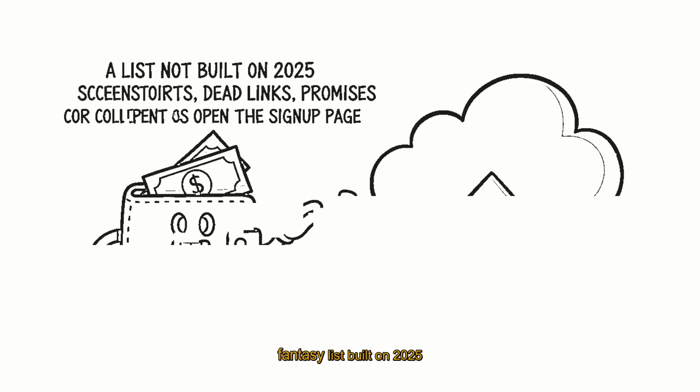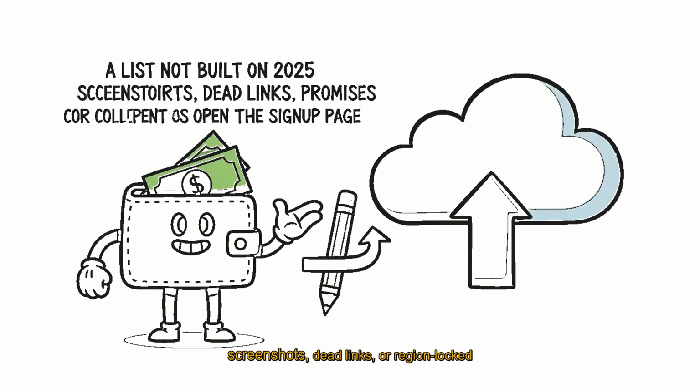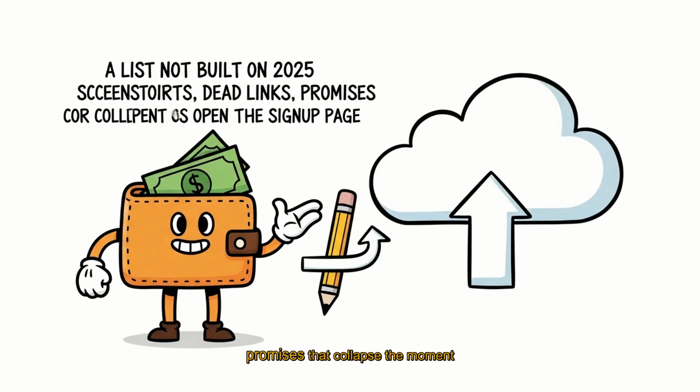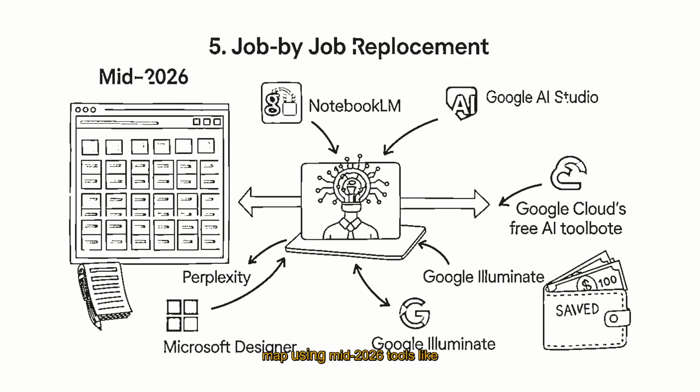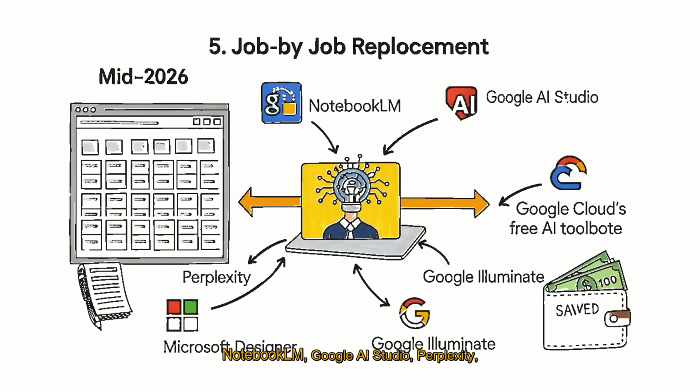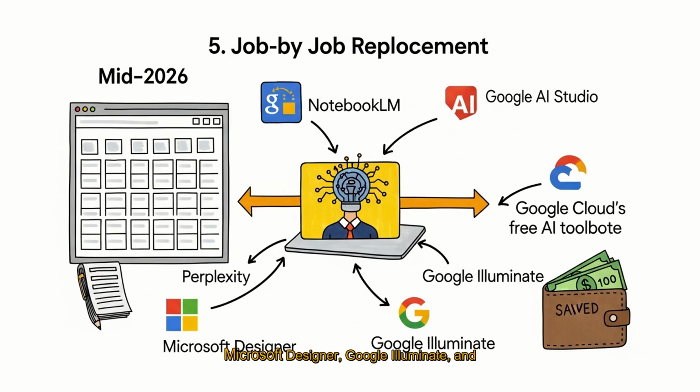So this is not a fantasy list built on 2025 screenshots, dead links, or region-locked promises that collapse the moment you open the sign-up page. This is a job-by-job replacement map using mid-2026 tools like NotebookLM, Google AI Studio, Perplexity, Microsoft Designer, Google Illuminate, and Google Cloud's free AI toolkit.